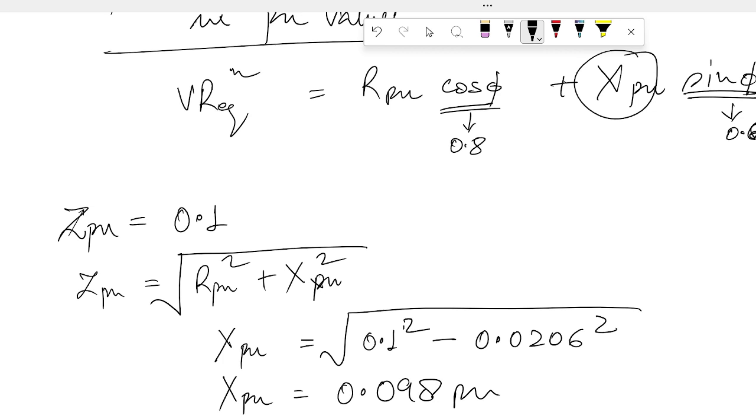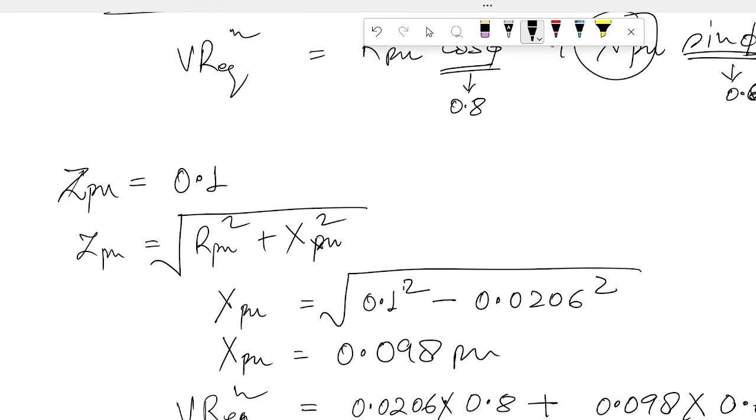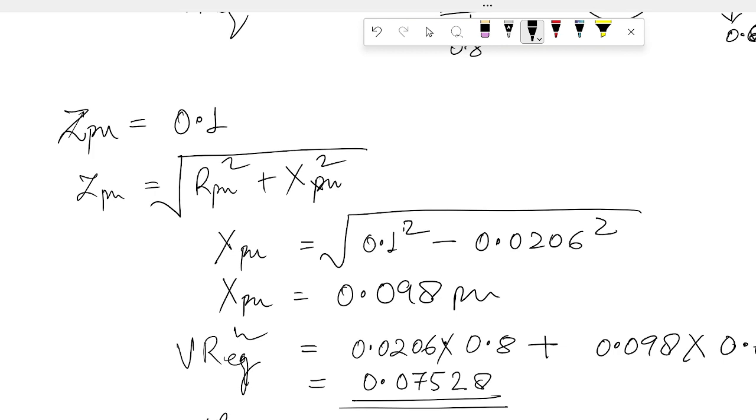So what is the voltage regulation? It is equal to 0.0206 into 0.8 plus 0.098 into 0.6. Solve this. What are you getting? 0.0752. Okay, fine. This is in terms of per unit. If I asked you in terms of percentage voltage regulation, you will multiply this by 100.